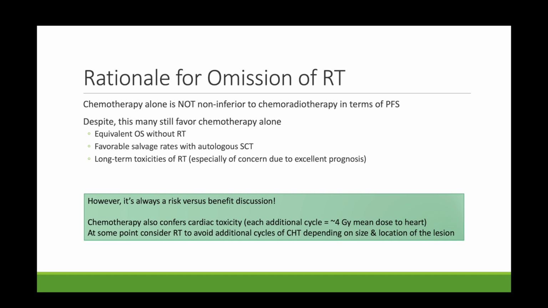chemotherapy also confers cardiotoxicity. Each additional cycle of ABVD confers around an equivalent of 4 gray mean dose to the heart. And so at some point, and again, you have to think about where the tumor is, how big it is, what the radiation field is going to look like, and things like that. But at some point, after enough cycles of chemotherapy, you might consider adding radiation and actually omitting additional cycles of chemotherapy. So it's always important to have multidisciplinary discussion, keep in mind considerations of what the plan is going to look like and what the dose distribution will be and things like that.